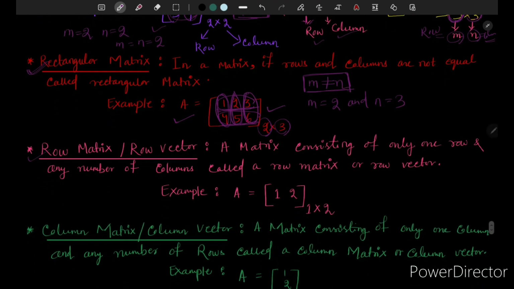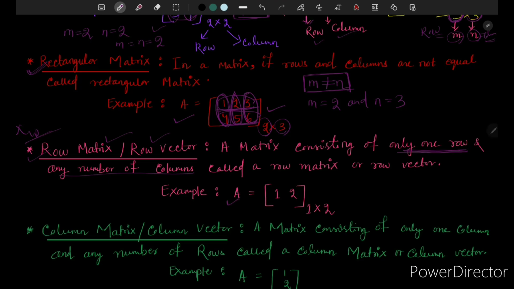Then we come to the third type of matrix, which we can call a row matrix or row vector. This is an important form of matrix. So what is a row vector or row matrix? A matrix consisting of only one row and any number of columns. That means if in a matrix we find only one row and any number of columns, then we can call that a row matrix or row vector.